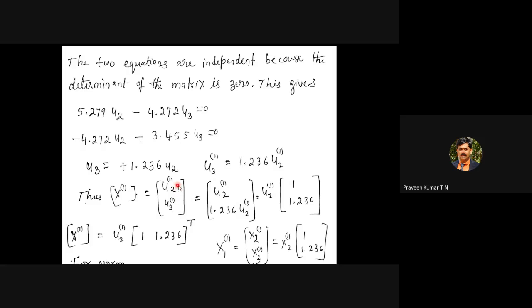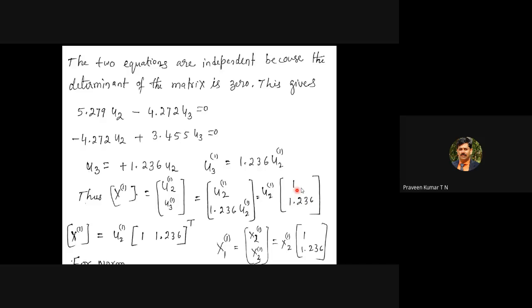In the case of static analysis, you are getting one value for U2 and one more value for U3. But in the case of dynamic analysis, those values change continuously. Hence, we are getting different values. U2 is as usual you are keeping, and U3 from this equation you are writing as 1.236 U2. Then you are taking U2 outside. Then you are getting 1 and 1.236.